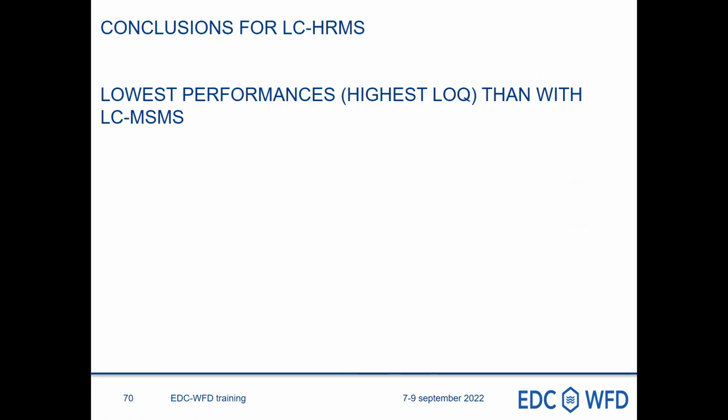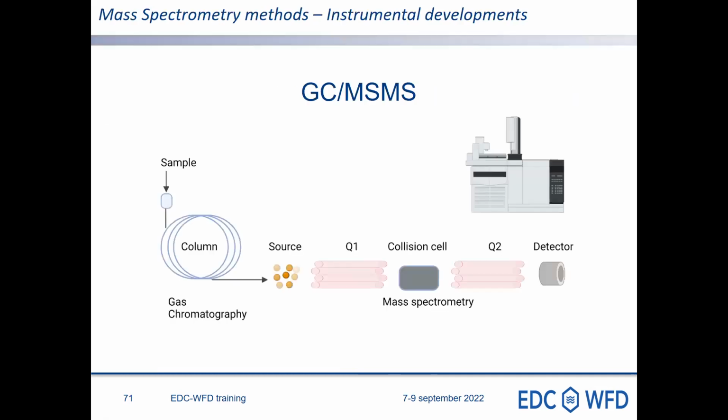HRMS is not the solution if you want to tackle the lowest concentration. The selectivity is not sufficient to overpass the limit. Triple quads are really the best strategic approach to have such a low level of concentration achieved.